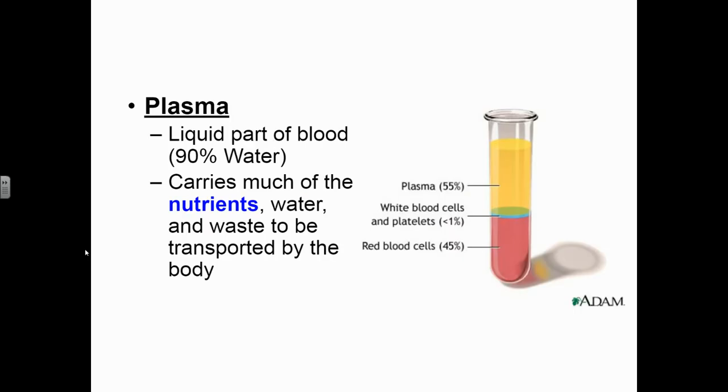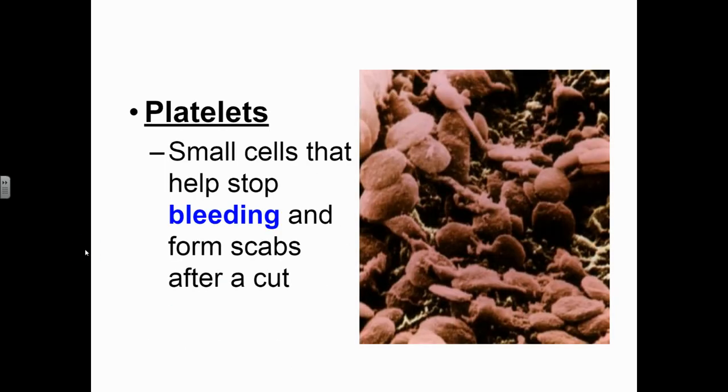Your blood also contains plasma, which is the liquid portion of your blood. It carries the nutrients that need to go around your body. It is mostly water, and you will also find waste in that plasma. But your blood is mostly made of plasma, which is mostly water. And then finally, we have platelets. Platelets are small cells or pieces of cells that are going to actually help you to stop bleeding when you get a cut. And they will form scabs after you have cut yourself so that you do not continue to bleed.